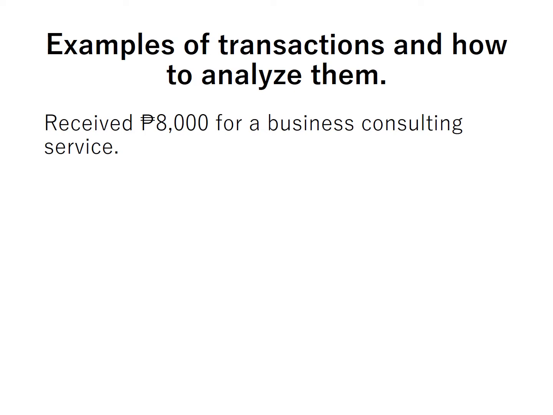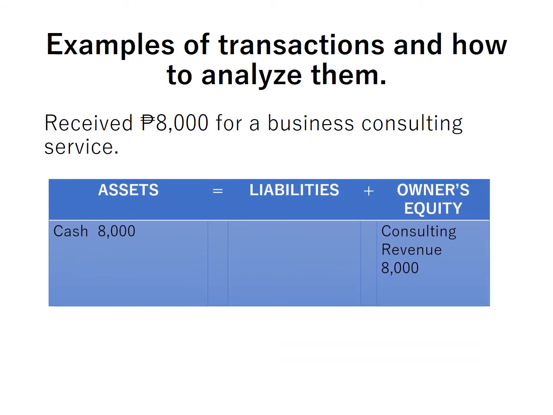Next transaction, the business received 8,000 pesos for a business consulting service. The accounts affected are cash, because the business received cash, and consulting revenue, because there's a completion of a business consulting service. What is the effect of the transaction to cash? Cash is increased by 8,000 pesos because the business received 8,000 pesos for the completion of the business consulting service.